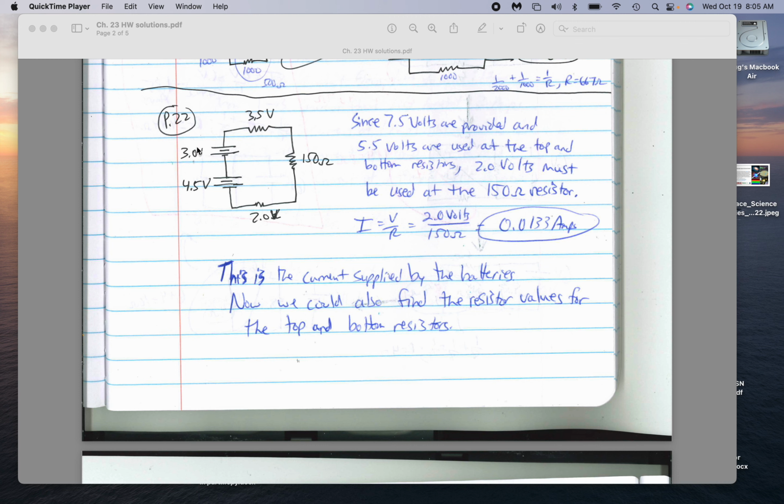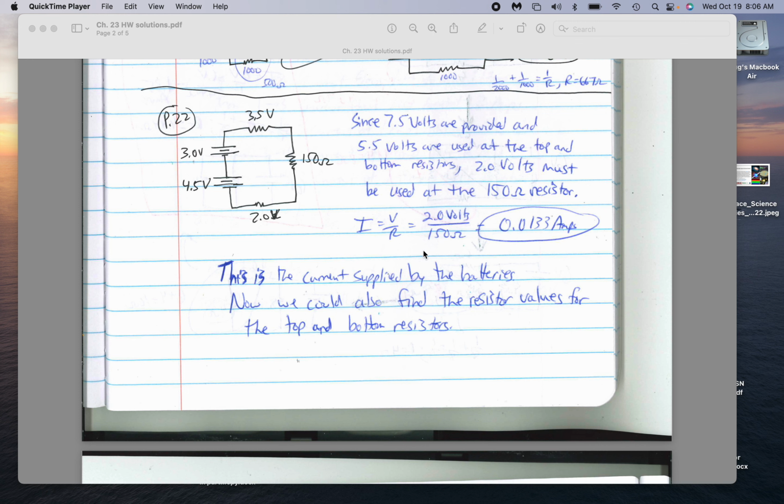So that gives me 7.5 volts. And I know that I'm using 2 volts here, 3.5 volts here. So I've got 7.5 volts. I use 5.5 volts up. That means I have 2 volts left to use up across this resistor.